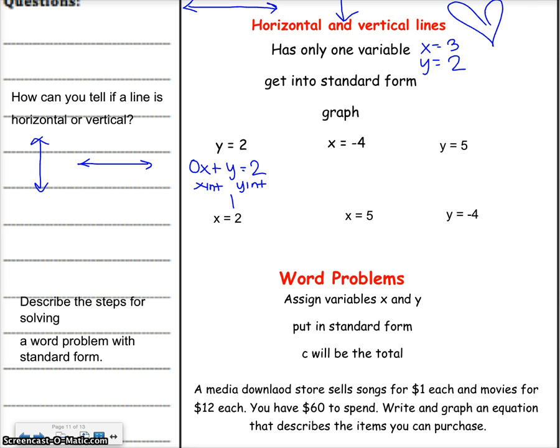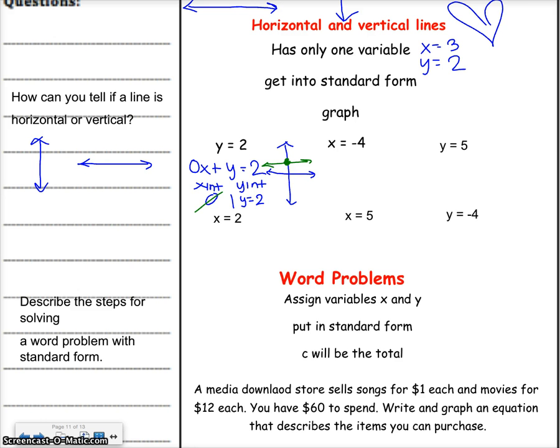Right? My x-intercept, 0 times x is 2. That means I don't even cross the x-axis. And then my y-intercept is 2. And if you were to graph that, I don't cross the x-axis. This is non-existent because there was no x there. So I cross my y-axis at 2. I don't ever cross my x-axis, so it's going to be a horizontal line. Horizontal. Let me show you another one.